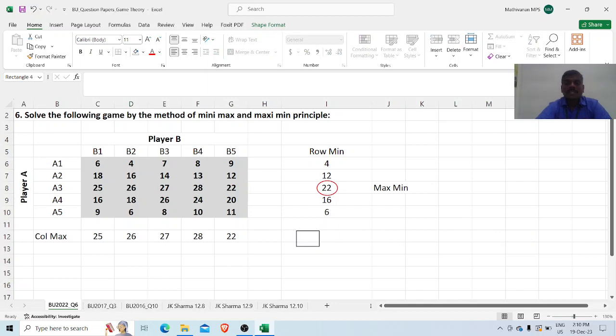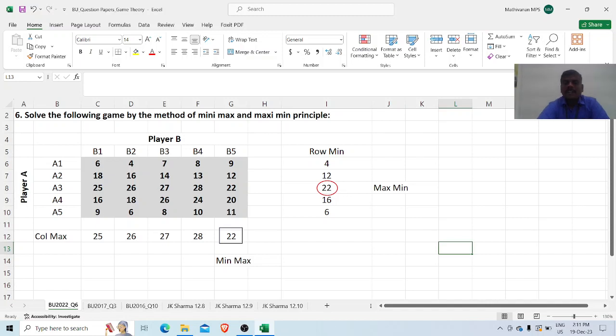Now we will box that minimum value. The minimum value is 22. This 22 is called the minimax value. So player B is trying to minimize the maximum possible losses. The maximum loss is given there corresponding to each of the columns, and among these values, the minimum value is 22, and that value is called the minimax value. Player B is trying to minimize the maximum possible loss.